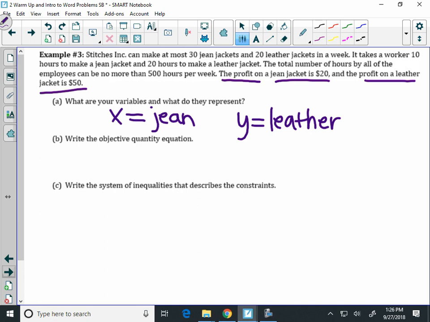So then that objective quantity, that's your profit equation, comes from that last sentence. It's usually the last sentence here. How much do I make for a jean jacket? 20. So I have 20x plus how much for a leather jacket? 50y.